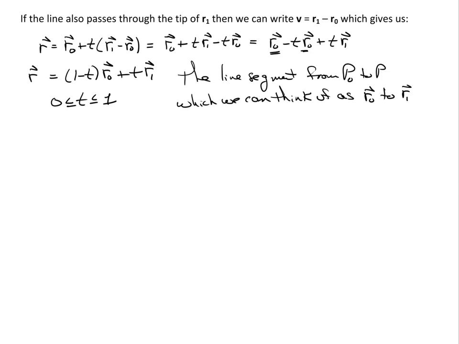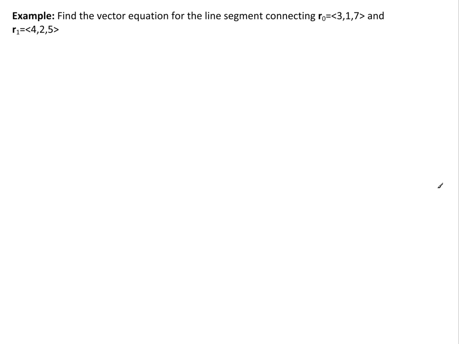Now, let's take a look at a quick example here. I want to find the vector equation for the line segment that's connecting these two points. And remember, I can think of these as points because these are position vectors. I can think of point P naught, the initial point, as being (3, 1, 7), and that of course would give me r naught, and the second point as being (4, 2, 5), because that would then give me this position vector.